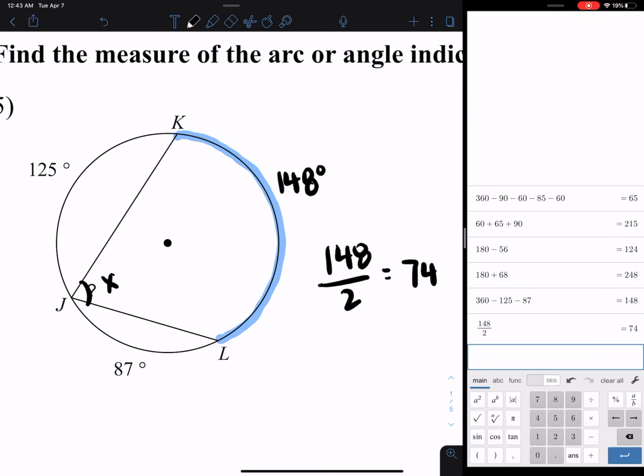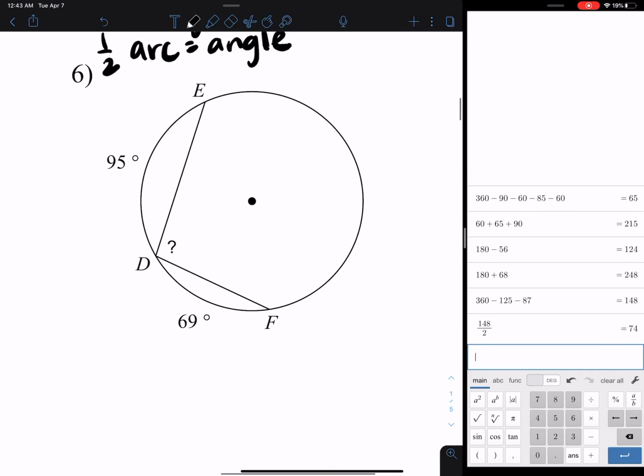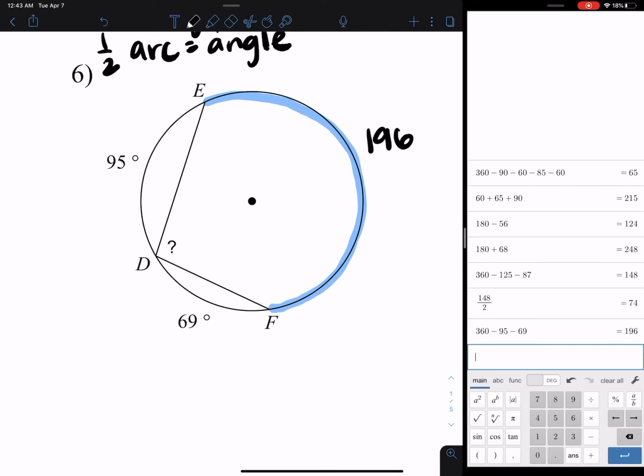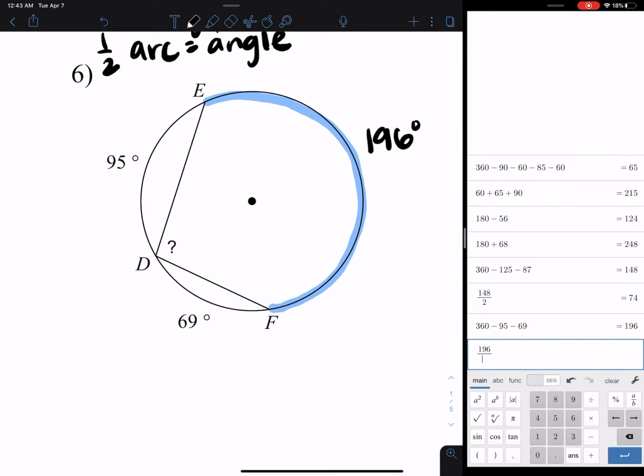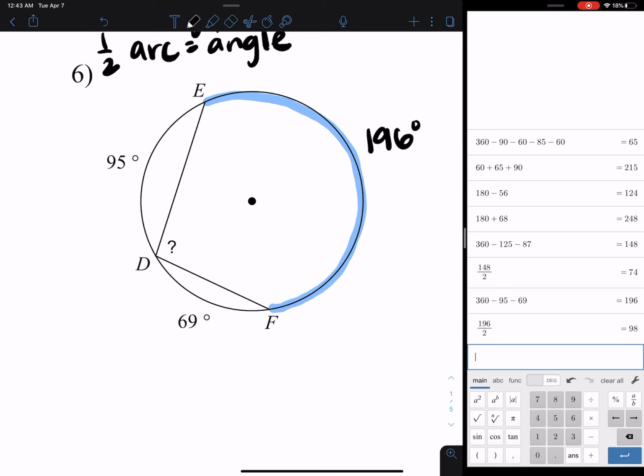Which gives us 74 degrees. So that's what that inscribed angle is. Our next one is the same situation. We need to find this arc. So we do 360 minus 95 minus 69. So that tells us that the arc is 196. And then we do 196 divided by 2. And that tells us that this is 98 degrees.